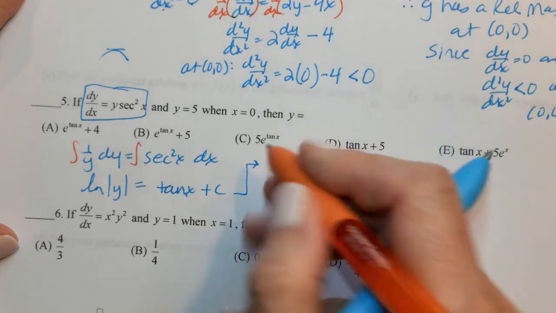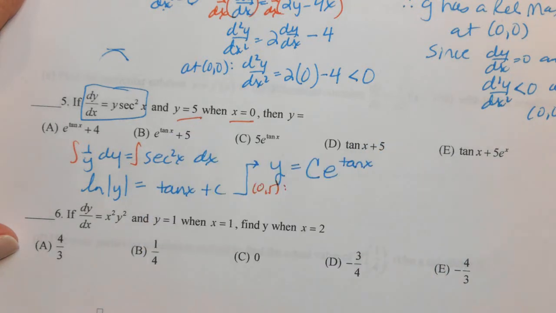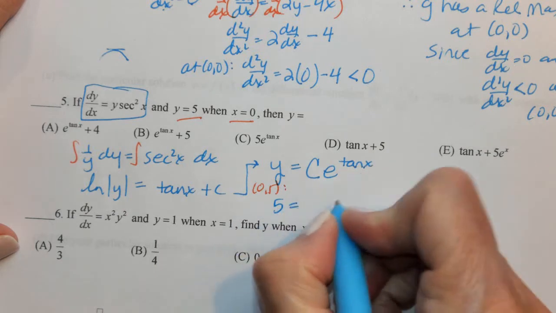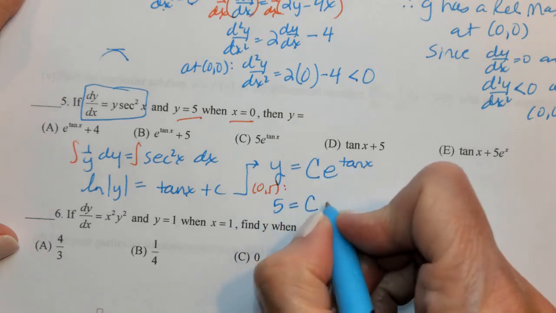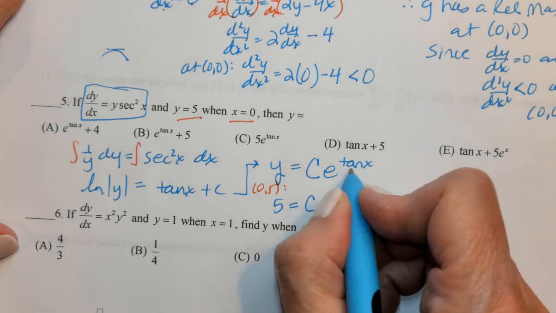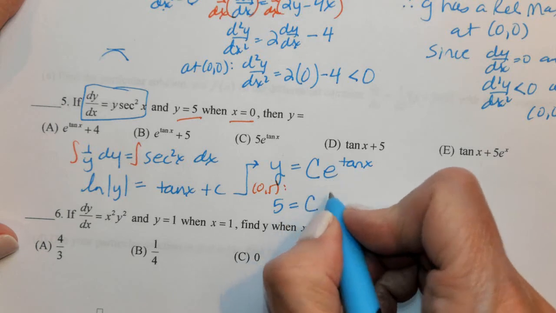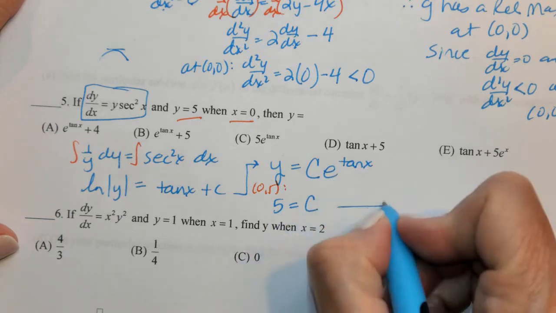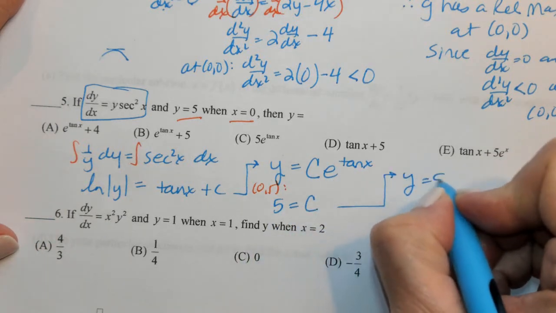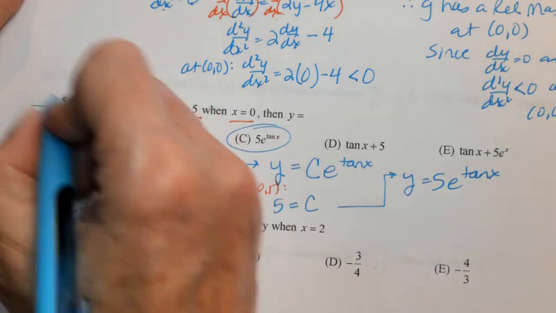Now we're going to plug in the point 0, 5 to find c. We get 5 is equal to c e to the tangent of 0. What is tangent of 0? Well, tangent of 0 is 0. So e to the 0 is 1, so we're just getting c there, and we get y is equal to 5e to the tangent x. That's c.